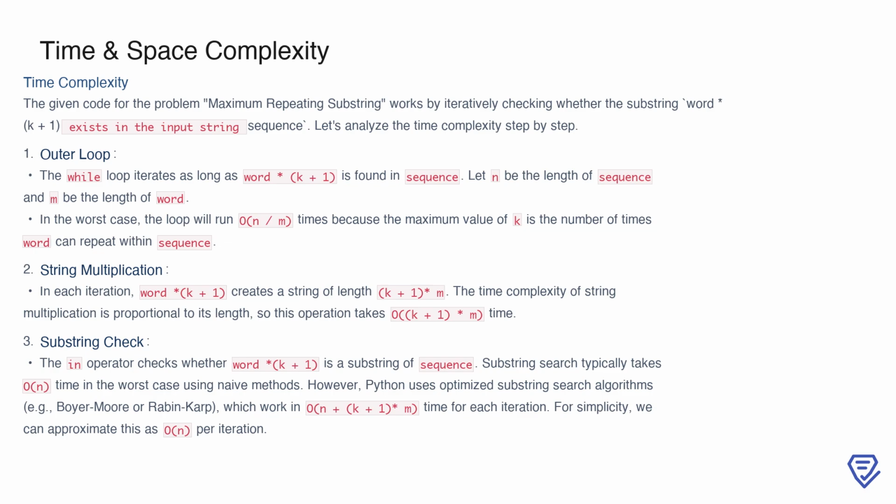Within each iteration, the operation word asterisk, k plus 1, involves string multiplication. The time complexity of this operation depends on the length of the resulting string, which is k plus 1 asterisk m. Therefore, string multiplication in each iteration takes k plus 1 asterisk m time. Finally, the substring check, performed using the in operator, determines whether the constructed string is part of sequence. While naive substring search can take n time per iteration, Python optimizes this with advanced algorithms like Boyer-Moore or Rabin-Karp, making the search more efficient. However, for simplicity, we approximate this step as n per iteration.